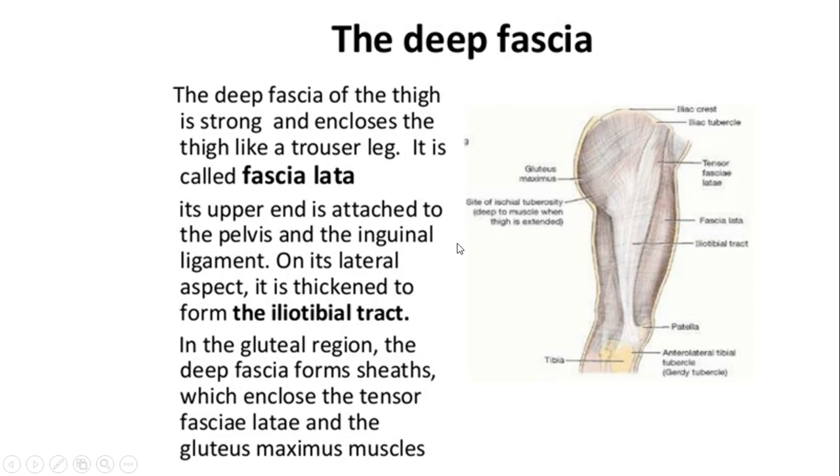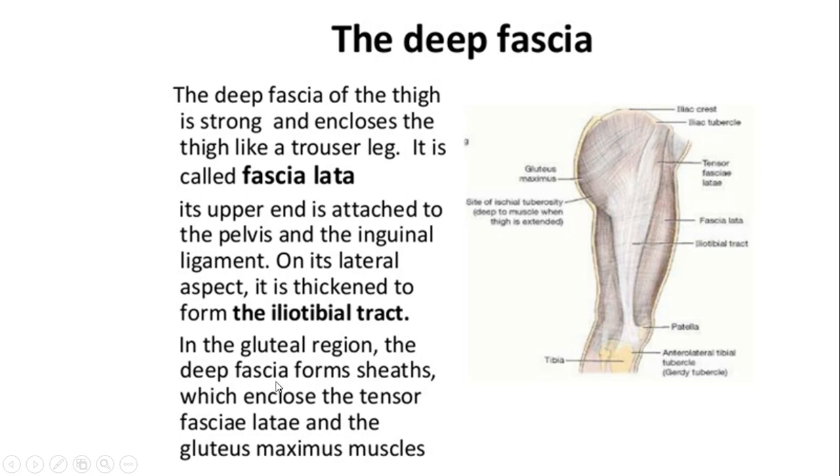So it's attached to the inguinal ligament and the pelvic brim, all of the pelvic brim. On the lateral side, it is thickened to form the iliotibial tract. Ilio from the ilium to the tibia, iliotibial tract. So the iliotibial tract is nothing but the thickening of the deep fascia of the thigh.